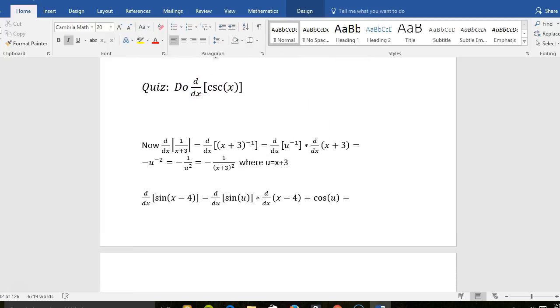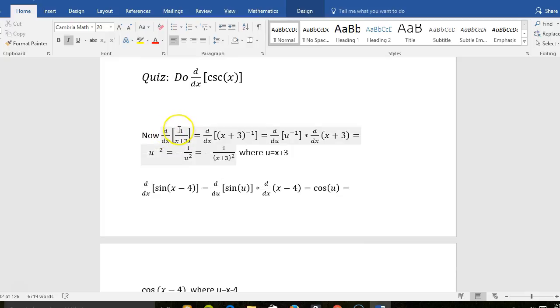And here's a low d high. But really, we're going to do this one a little differently. We're just going to use the chain rule. So we have d by dx of 1 over x plus 3. That's the derivative of x plus 3 to the negative 1 power.